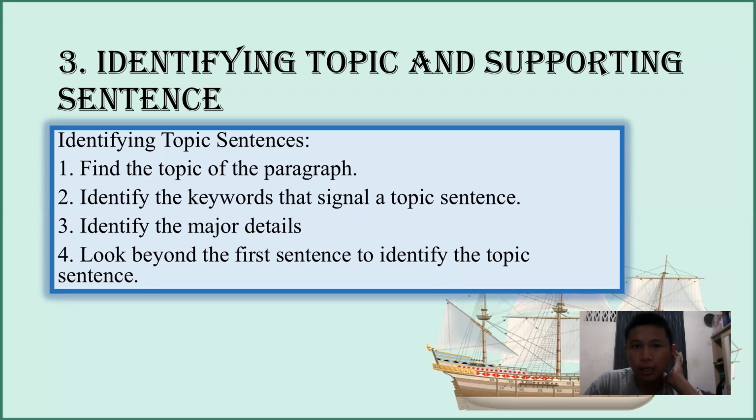Step 4. Look beyond the first sentence to identify the topic sentence. We should not assume that the topic sentence is the first sentence of the paragraph. In most paragraphs, the topic sentence is the first sentence, of course. But however, that is not always the case. Sometimes the writer includes some introductory material before getting to the point, or the writer sums up the major details with the topic sentence at the end.